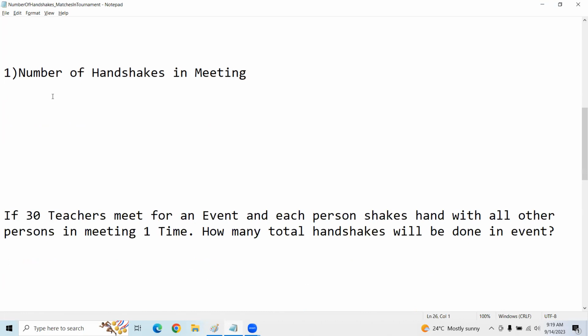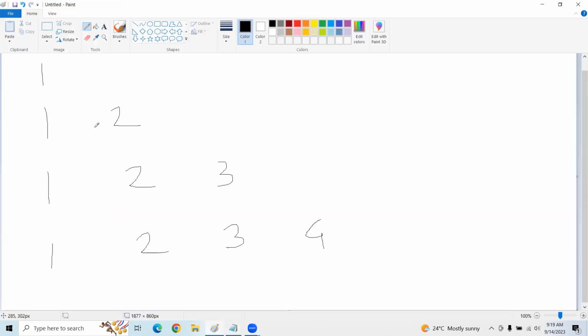So let's consider first the number of handshakes in a meeting. Let us assume that initially we have only one person here. We'll find out for all four cases. If we have one person, how many handshakes will happen? If we have 2, how many? If three, how many? If four, how many? Practically we can do this physically and count it properly. But if the number is 40 people or 50 people, we cannot draw a diagram like this and count the exact value. So let's look at this.